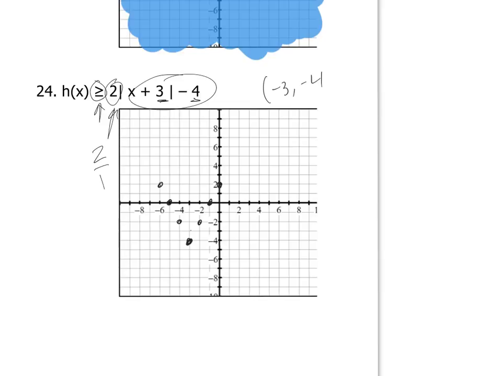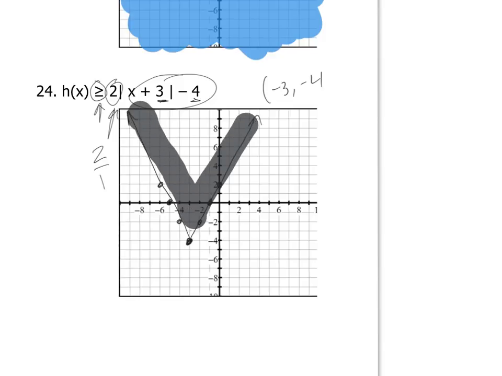All right, I'm ready to fill this in, and I notice that this is a greater than or equal to sign, so I can go ahead and use a solid line to connect these dots. Next, since this is greater than, I need to shade on top of. So in that case, it's going to be inside this graph, all the place inside.